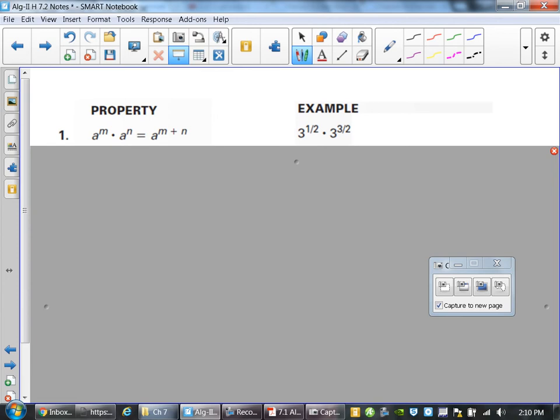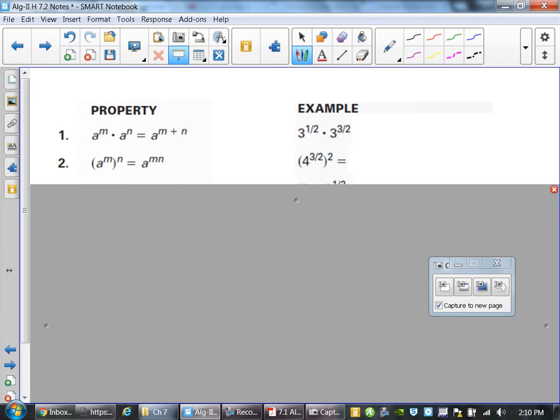Same base, different exponents. You add the exponents. What's 1/2 plus 3/2? 4 halves, otherwise known as 2, so 3 squared equals 9. There you go.